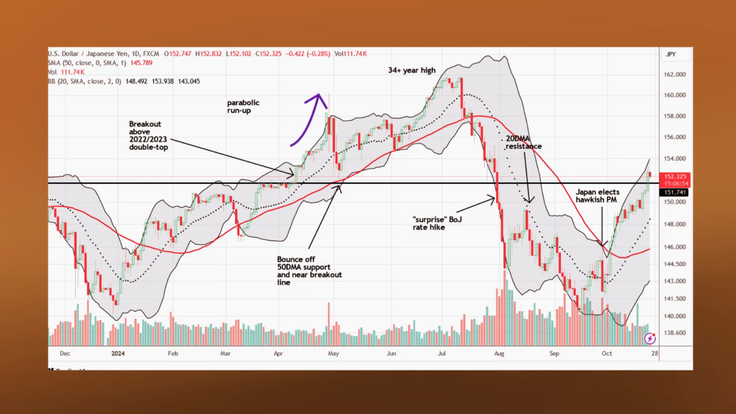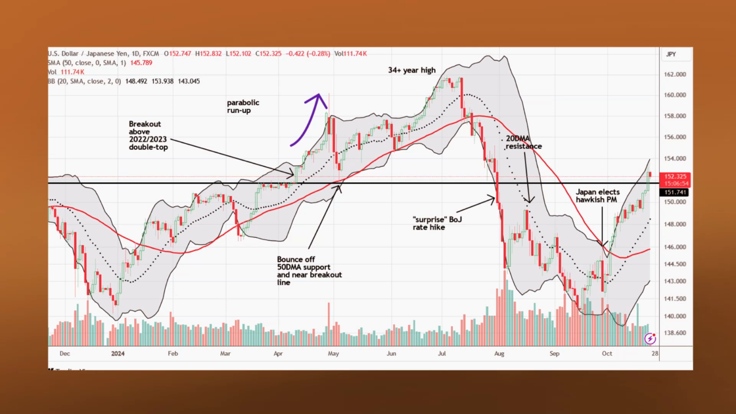So as we left off, USDJPY was headed straight for that black horizontal line. Our breakout level from back in March. Right. And it's important to remember this isn't just some random level. This line represents where USDJPY broke out of that significant double top pattern.